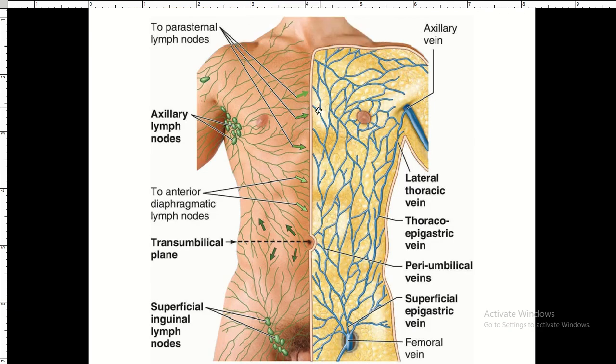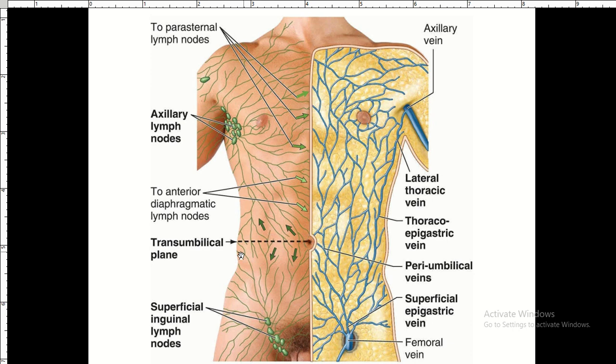Right. So you can actually see these are your axillary lymph nodes. This is your transumbilical plane. Above the transumbilical plane, most of the lymph drains into the axillary lymph nodes, and some actually drains in the parasternal lymph nodes, like I have said. In the infraumbilical region, you have a lymph draining into the superficial inguinal lymph nodes, right?